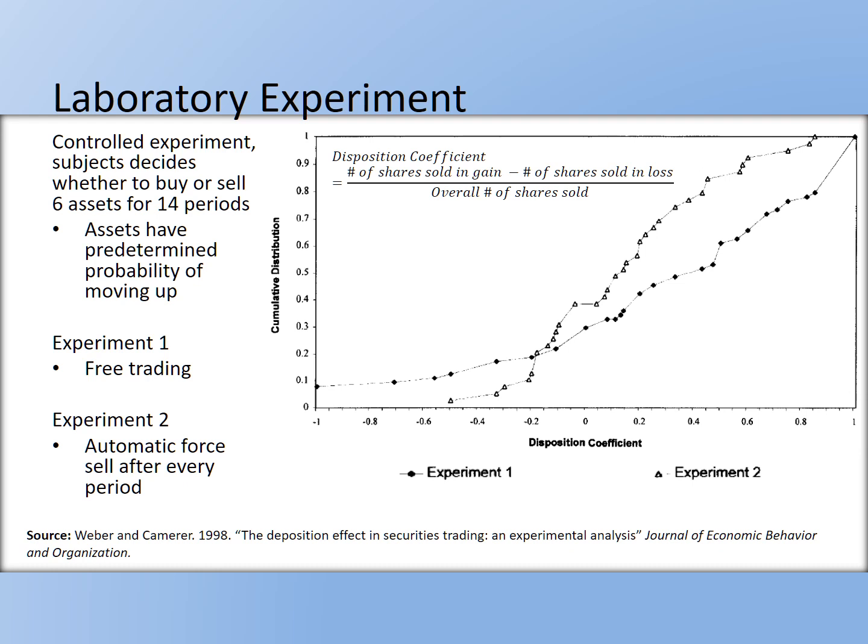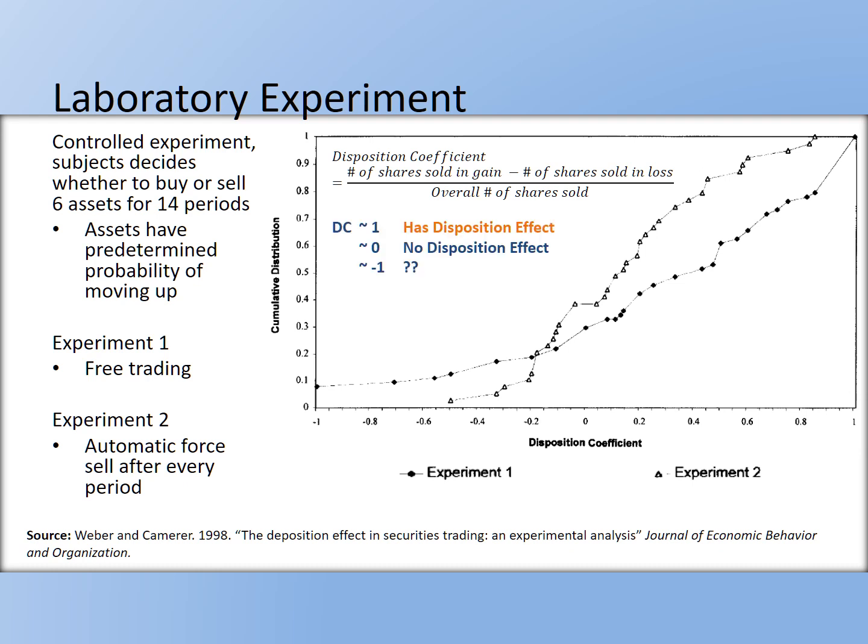Do we actually expect to see a difference? So let's see. Once again, this paper defines a disposition coefficient, which is the number of shares sold in gain minus the number of shares sold in losses, divided by the overall shares sold. So it's essentially PGR minus PLR, right? Difference.